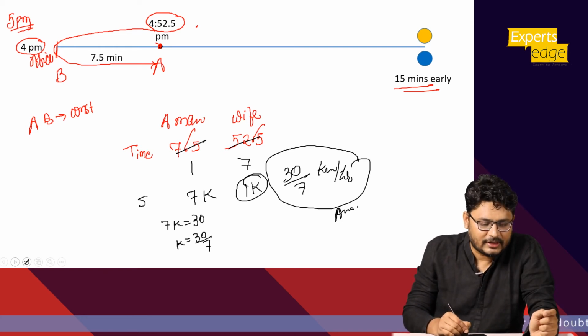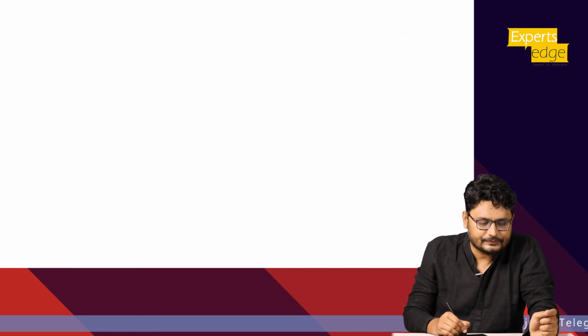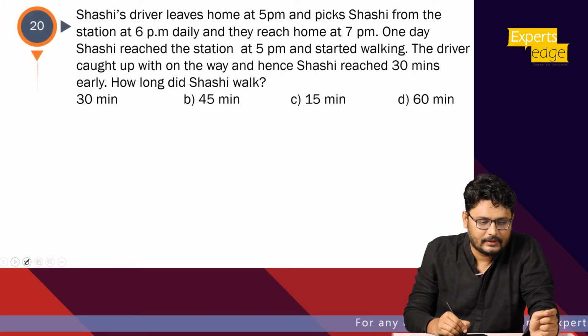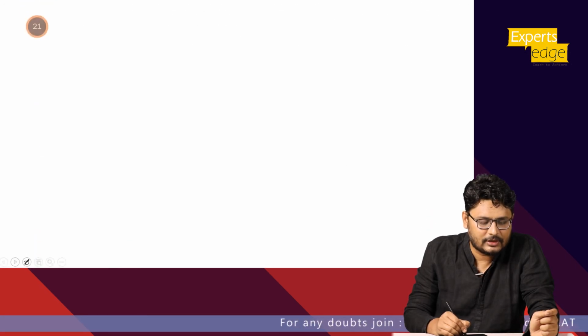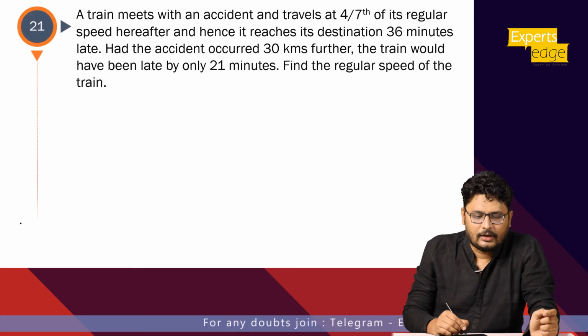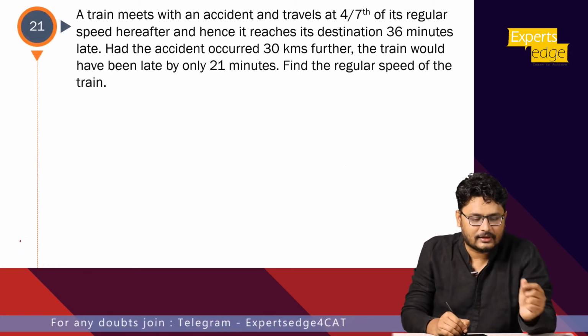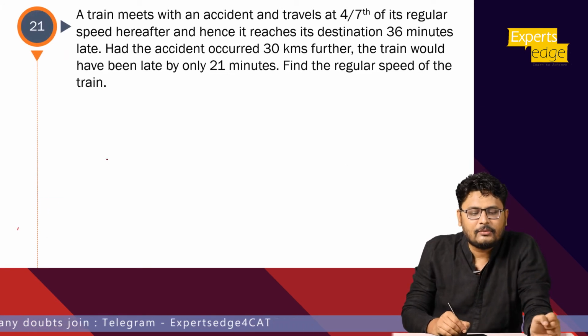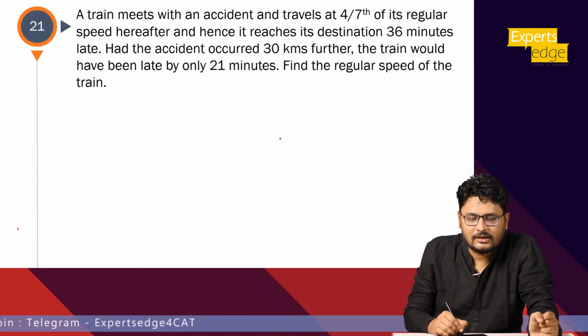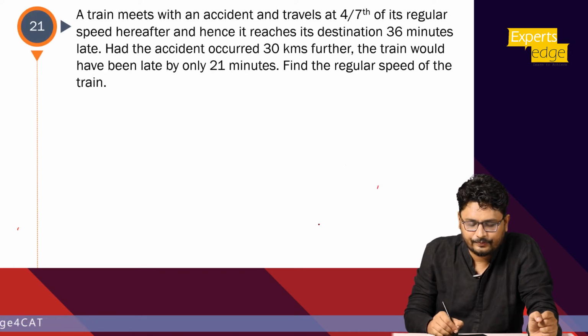Okay, now let's move to the next question. This is already done. Okay, now another famous question, the accident one, right? A train meets with an accident and travels at 4/7 of the regular speed. Okay, just a moment.